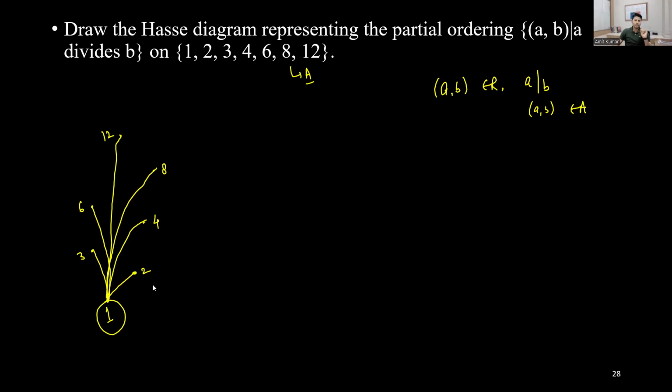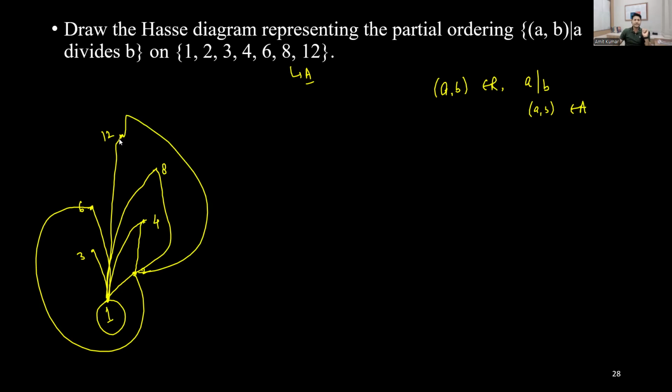Talking about 2. 2 divides 3? No. So 2 and 3 will not be connected. 2 divides 4? Yes. So 2 to 4 is connected. 2 divides 6? Yes. So 2 to 6 is connected. Do remember, the shape does not matter. It may be any shape. 2 divides 8? Yes. 2 divides 12? Yes. 2 divides itself? Yes. Now all the connections of 2 are completed.